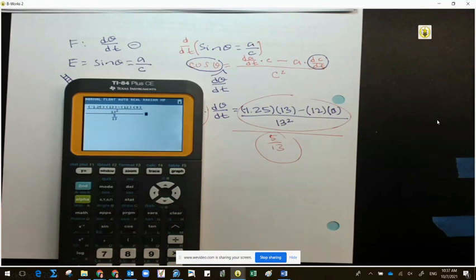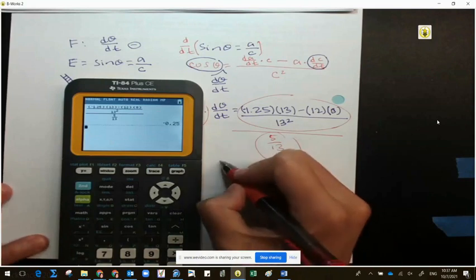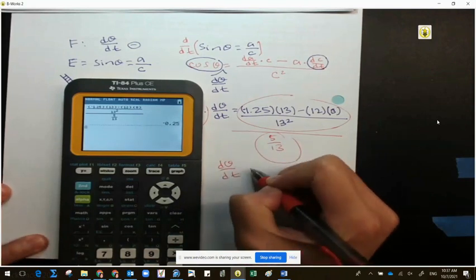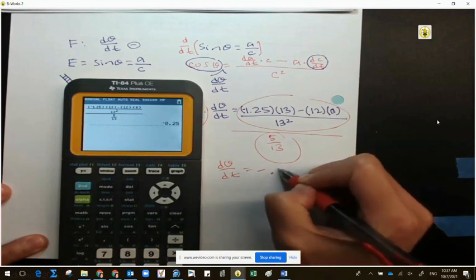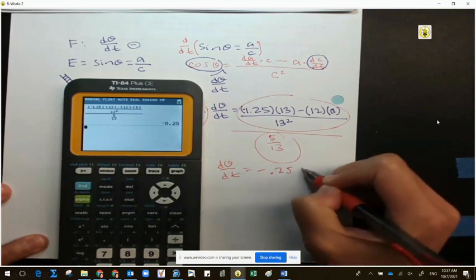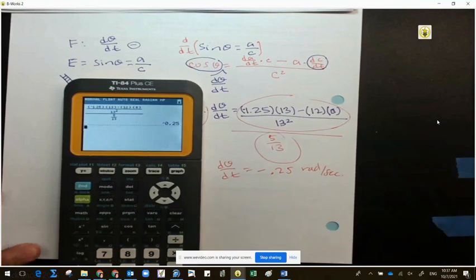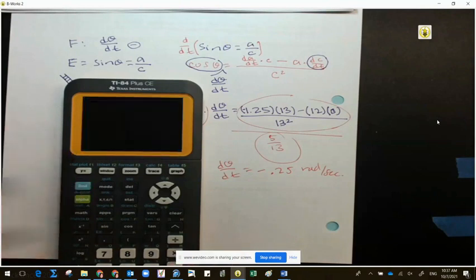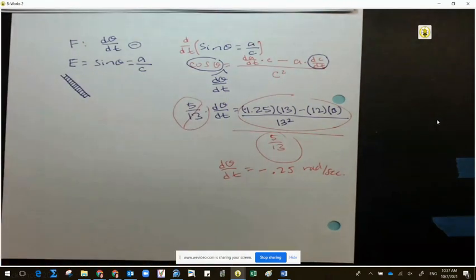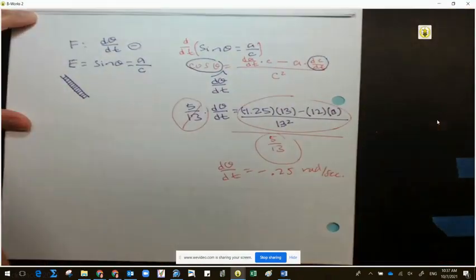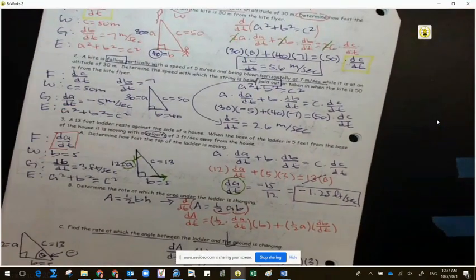So our anticipation was a negative answer. So we know our dθ/dt should be decreasing, meaning we have negative 0.25, and that was in radians per second, because theta is in radians. If you want to say degrees per second, I'll take it. All right, now let's go on to number 5. And I'm going to record this piece and try to merge it together with the first video for the convenience of you guys. So let's go on to number 5.